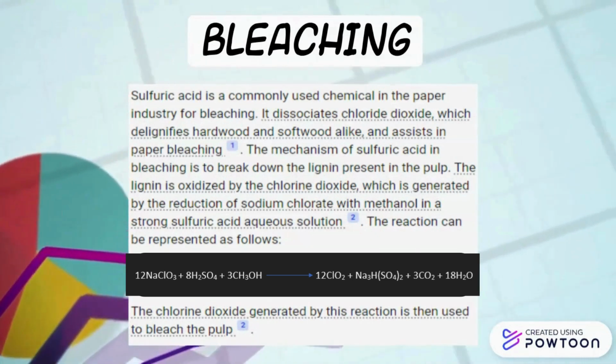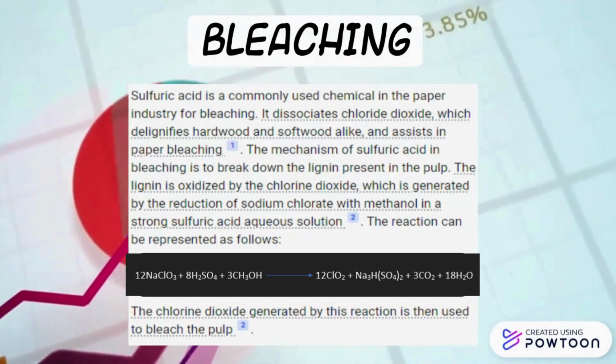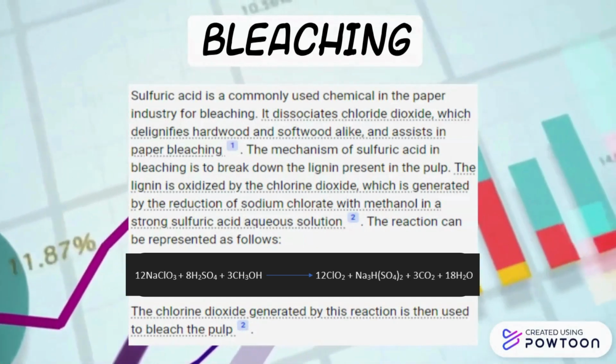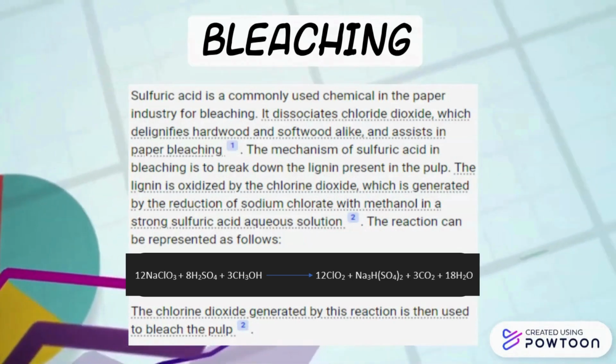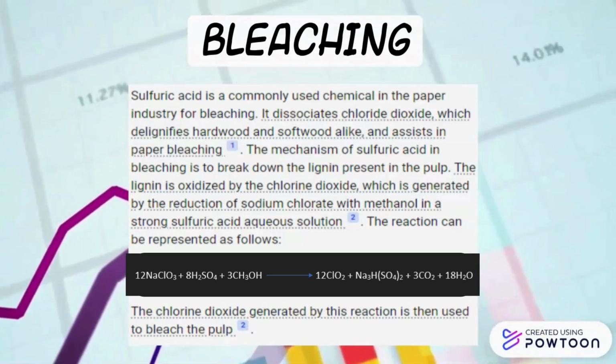The lignin is oxidized by the chlorine dioxide, which is generated by the reduction of sodium chlorate with methanol in a strong sulfuric acid aqueous solution. The chlorine dioxide generated by this reaction is then used to bleach the pulp.